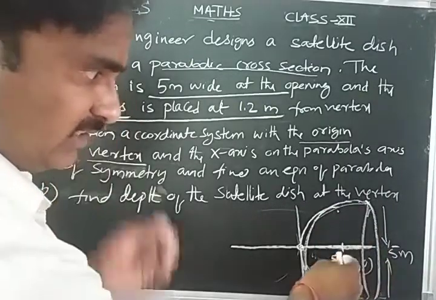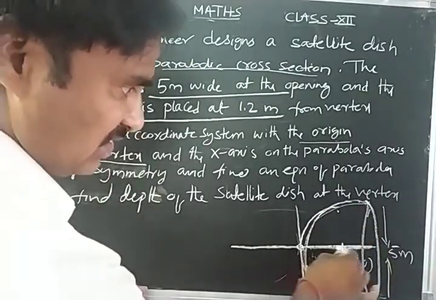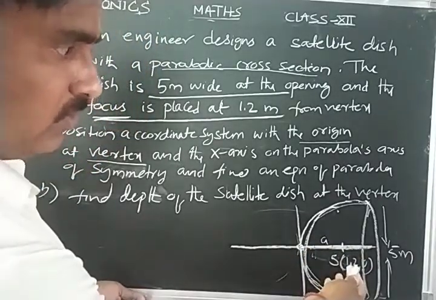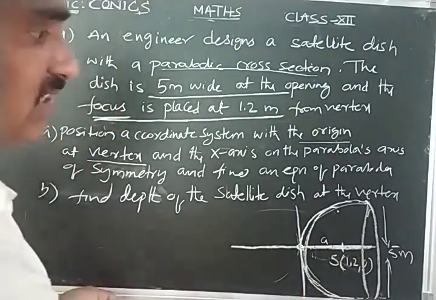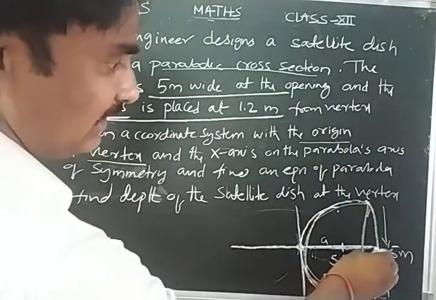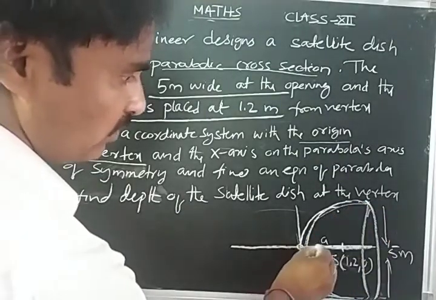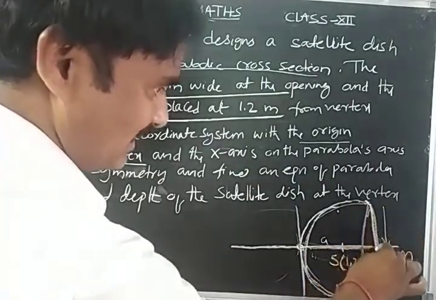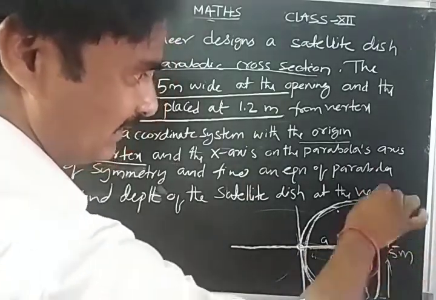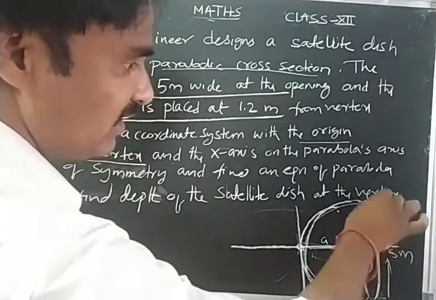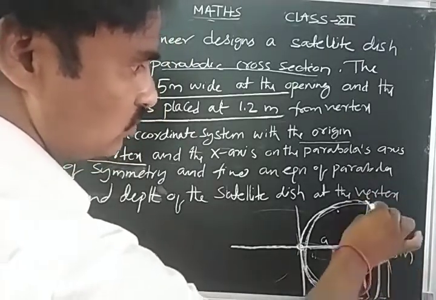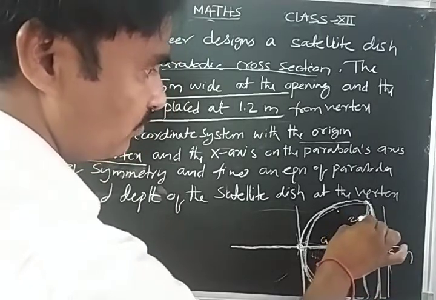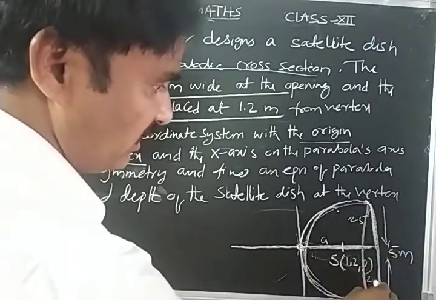y square equal to 4ax. And this is the focus. This distance will give small a. Small a is 1.2. And find the depth of the satellite at the vertex. So we are going to find this length from here to here. The total width of the satellite is 5 meters, so this is half and this is half, that means this is 2.5 and this is also 2.5.